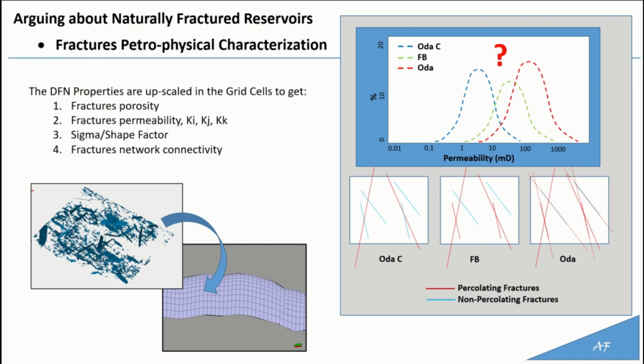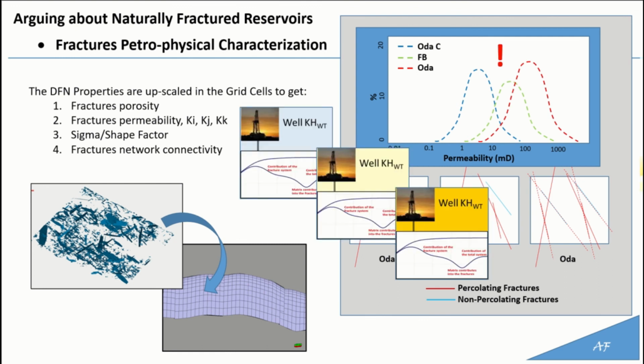However, the output represents just the initial input for the flow simulation that has to be calibrated to the dynamic data through two steps, first at well scale and then at field scale. These calibrations are fundamental and in fact minimize the importance of the selected upscaling method because in any case the output has to be reconciled with the dynamic data.